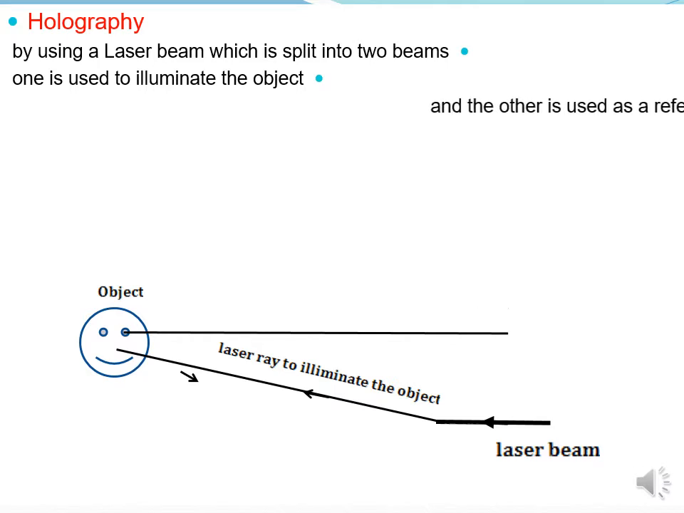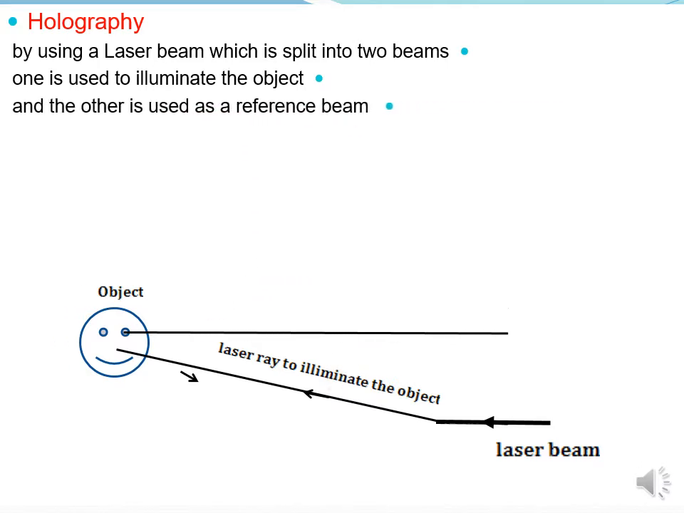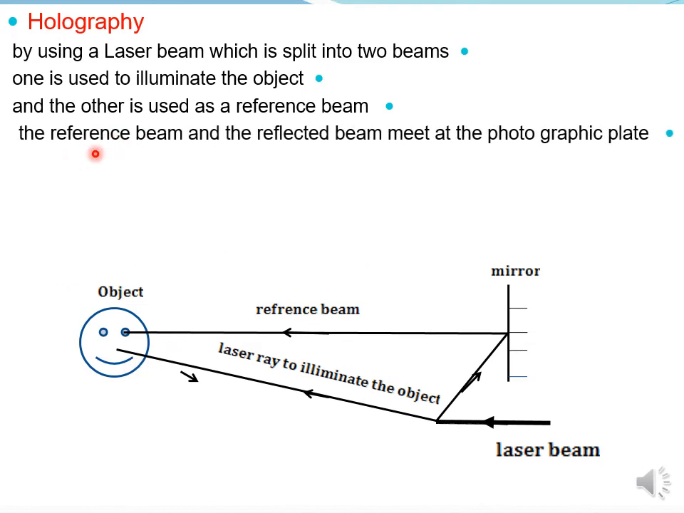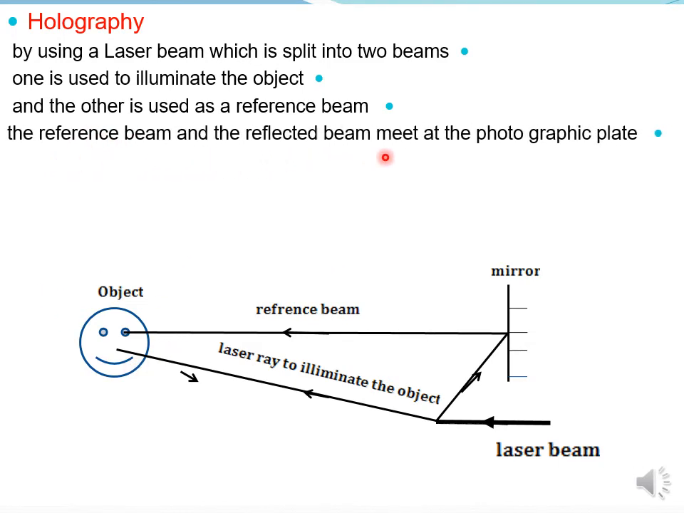The other is used as a reference beam. يبقى laser beam اهو split. ادي one laser beam used to illuminate the object, and this other beam will reflect on that mirror to act as a reference beam. The reference beam and the reflected beam meet at the photographic plate.